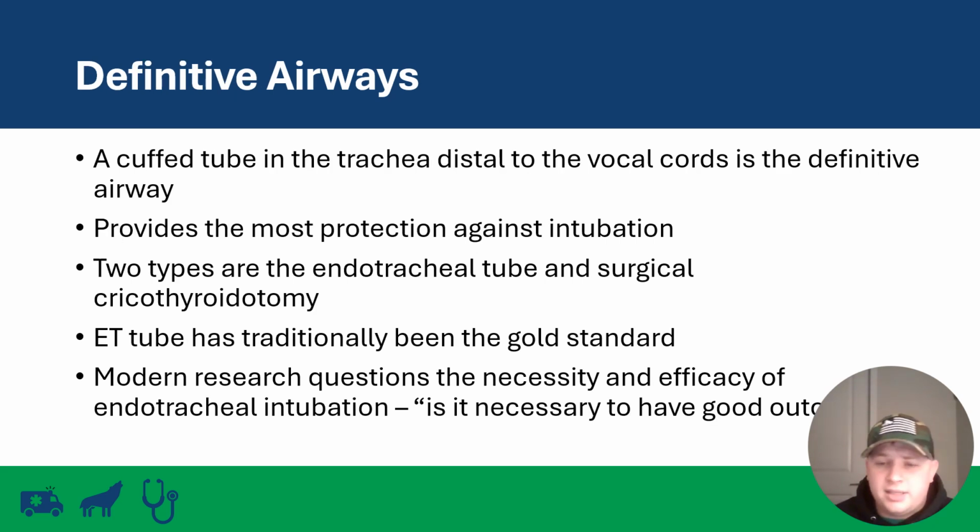Now, a definitive airway is a cuffed tube in the trachea that's distal to the vocal cords, or past the vocal cords. That provides the most protection. It protects against aspiration. The two types are the endotracheal tube and the surgical cric. The ET tube has traditionally been the gold standard. It's become somewhat contested nowadays. A lot of people are wondering, is it necessary to have a good outcome? Should intubation be de-emphasized? I completely understand that, but I think it's important. There are times when intubation is the only answer, so you might as well be good at it, right?